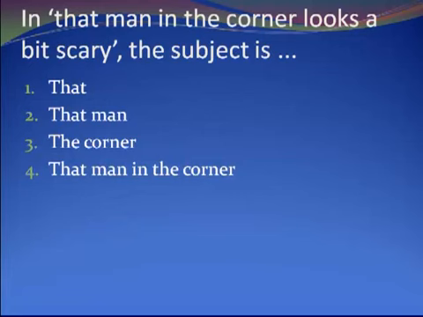In that man in the corner looks a bit scary, there are different possibilities. But you do the subject test, so you say, okay, what's the finite verb? Oh, we've got looks here. Yeah, that's the present third person singular form of look. So we can say, who or what looks a bit scary? And the answer to that question is that man in the corner. So that is the subject.